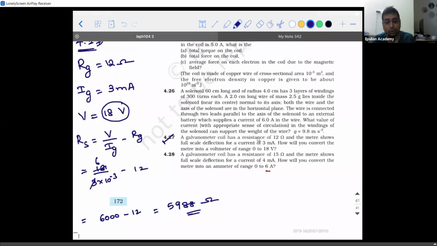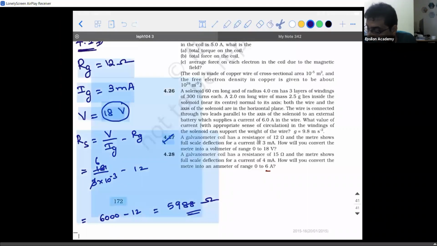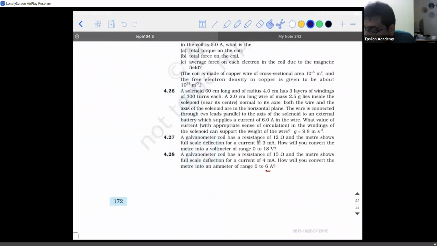Okay. So the next one I want you guys to try. There is a galvanometer coil that has a resistance of 15 ohm and the meter shows full scale deflection for a current of 4 milliampere. How will you convert the meter into an ammeter of range 0 to 6 ampere?